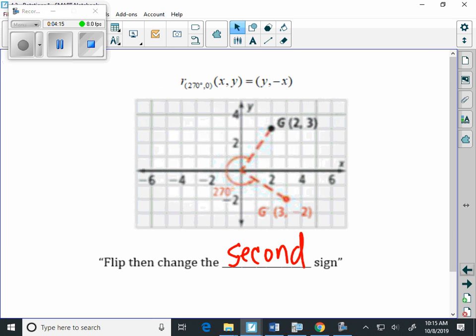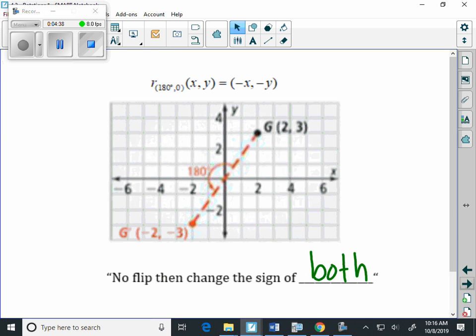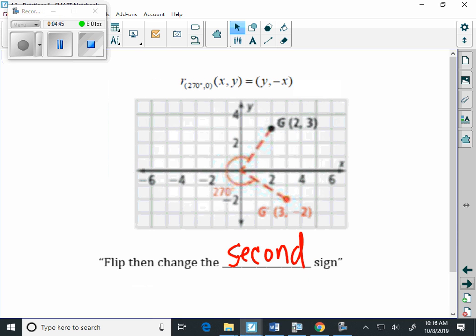So how can we remember it? Again, I recommend that you write it down every single time. But for 90 degrees, what we're doing is we're moving this point one quadrant. We moved it one, and what do we do? We change the first sign. For 180, I don't have a trick. It's just 180, we're going to change both signs, but no flip. If we rotate it 270, 270 starts with a 2, and we change the second sign. Again, those memory tricks work for me. I hope that it'll at least help some of you.